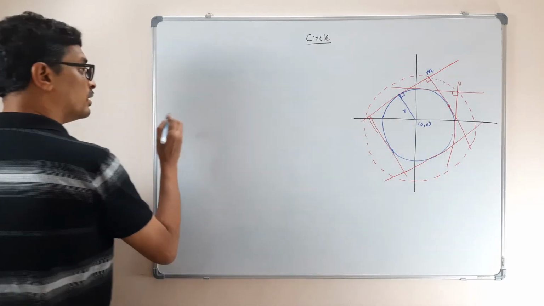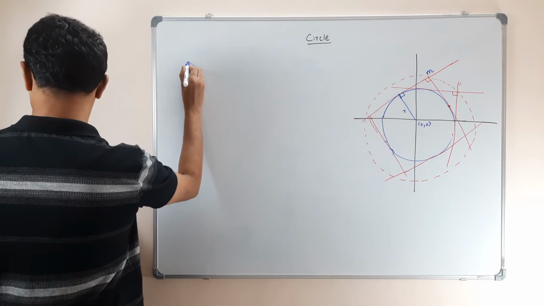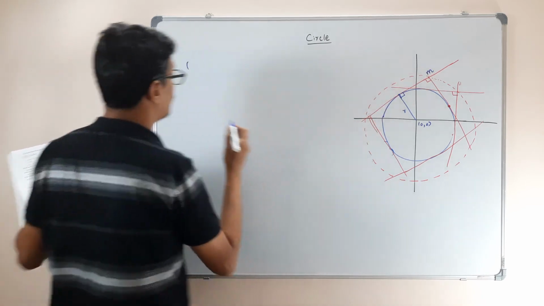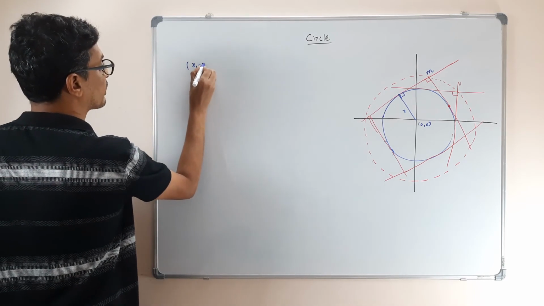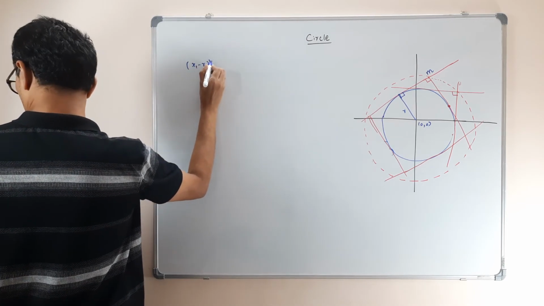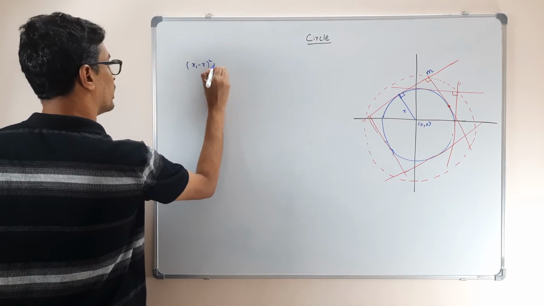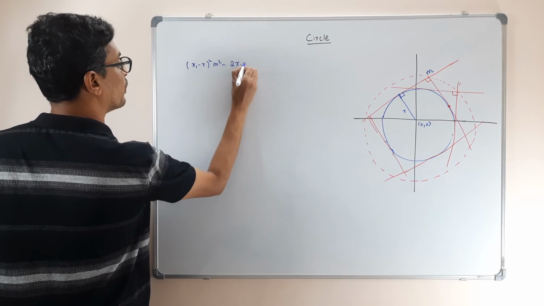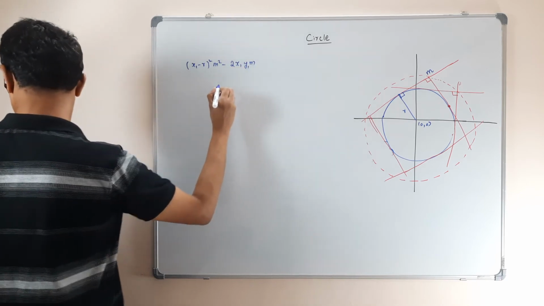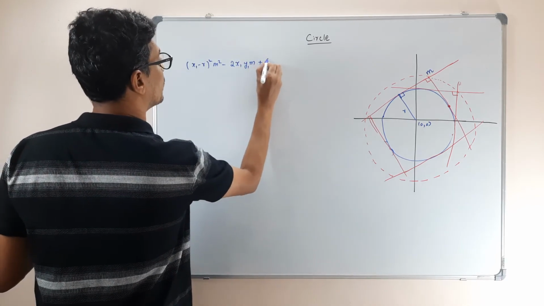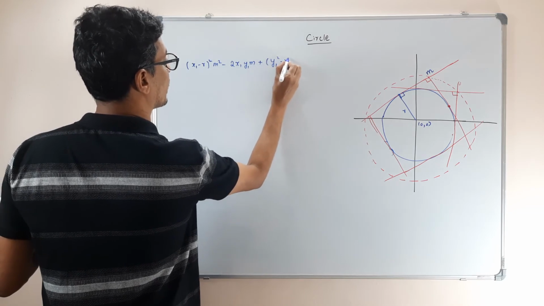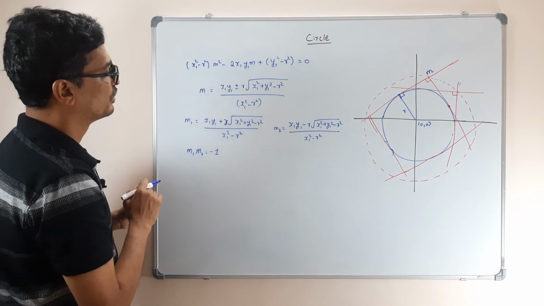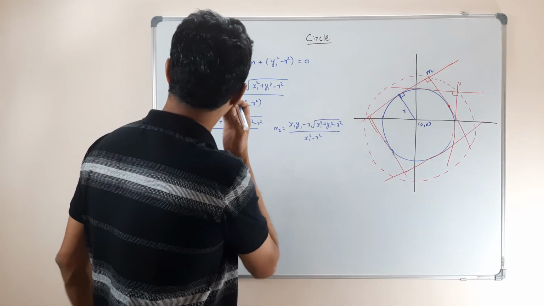If you remember, if I take the external point as x1, y1, then we get (x1 square minus r square) m square minus 2 x1 y1 m plus y1 square minus r square equal to 0. Correct? So we had this quadratic equation.